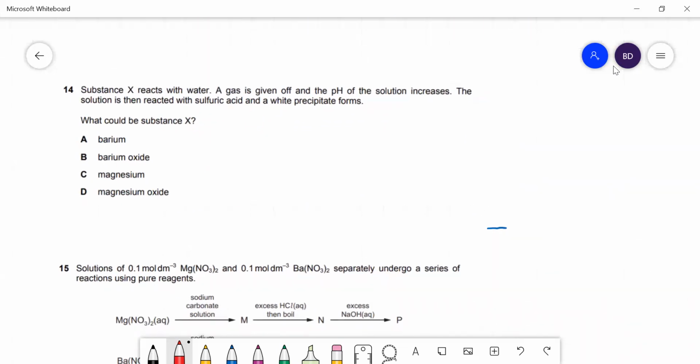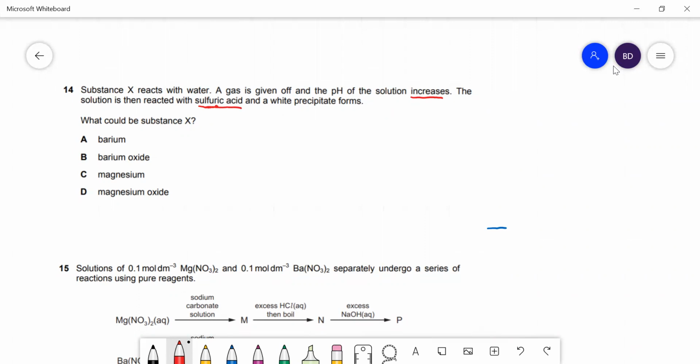Okay, substance X reacts with water. A gas is given off, and the pH of the solution increases. Okay, so it's making it alkaline. The solution reacted with sulfuric acid, and you get a white precipitate. Well, that should start you thinking about barium, hopefully. You've got some kind of barium compound going on in there. So it's got to be A or B, really, hasn't it?